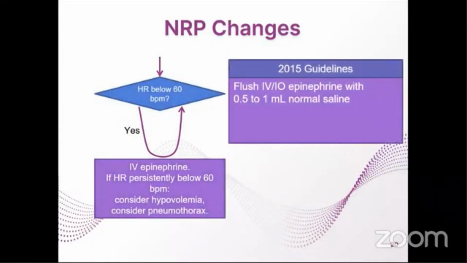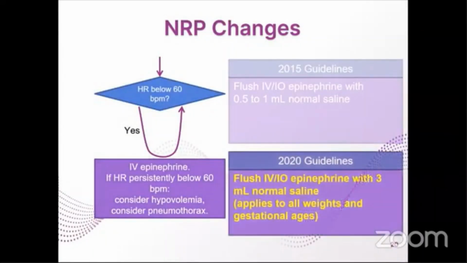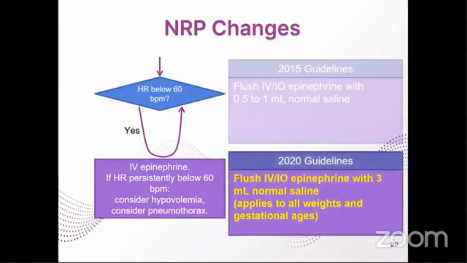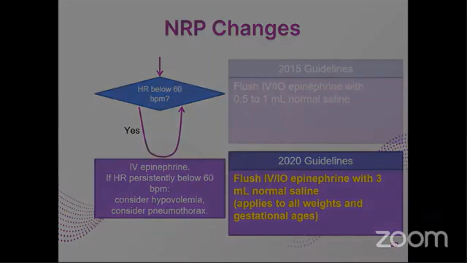And what would you do after giving the drug? For the intravenous route, you could always use a flush of 0.5 to 1 ml of normal saline, whereas in the 2020 guidelines, it is 3 ml of normal saline to be given as a bolus after giving adrenaline, either by the intravenous or intraosseous route, and definitely not for the endotracheal route.